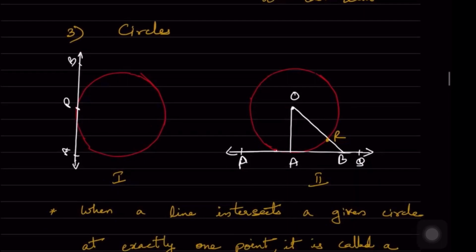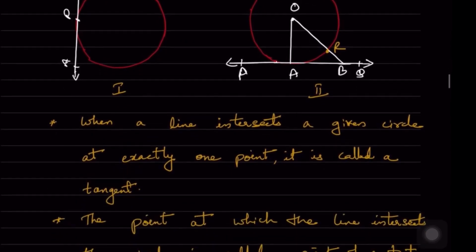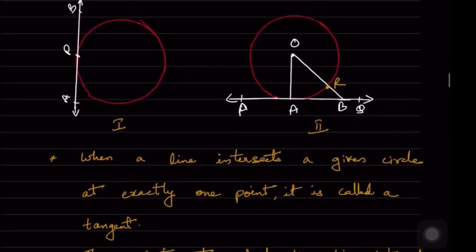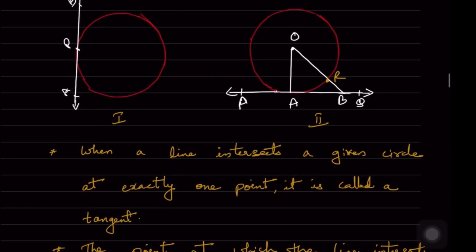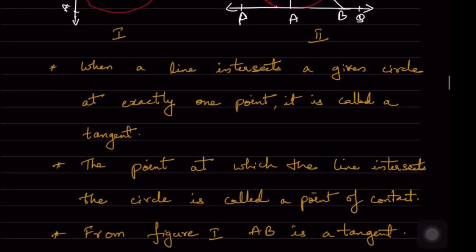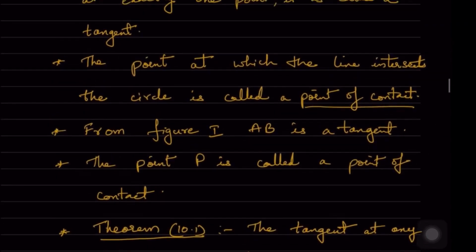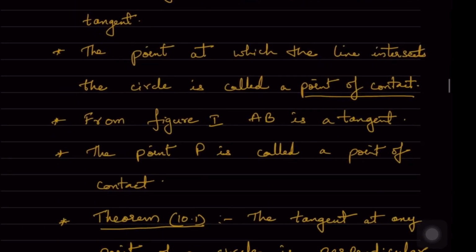Next we have circles. What are the different points and theorems you have to remember? When a line intersects a given circle at exactly one point, it is called a tangent. Now this line, AB, is intersecting exactly one point on the circle. This is called a tangent. And this point where it is intersecting is called the point of contact. That is, this point P is called the point of contact.